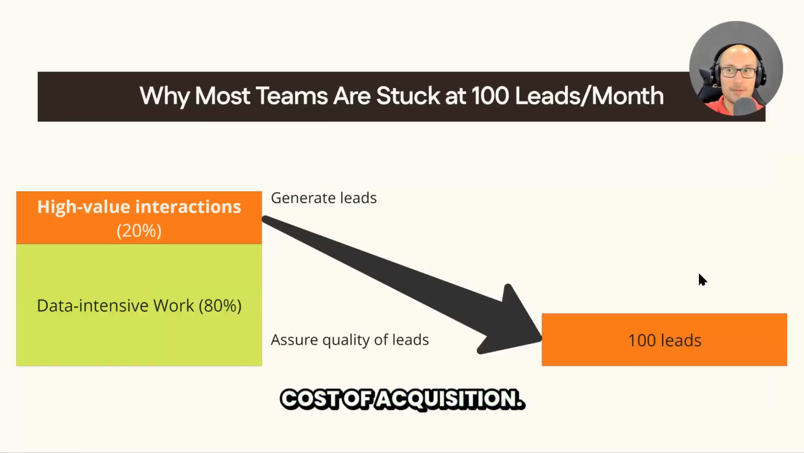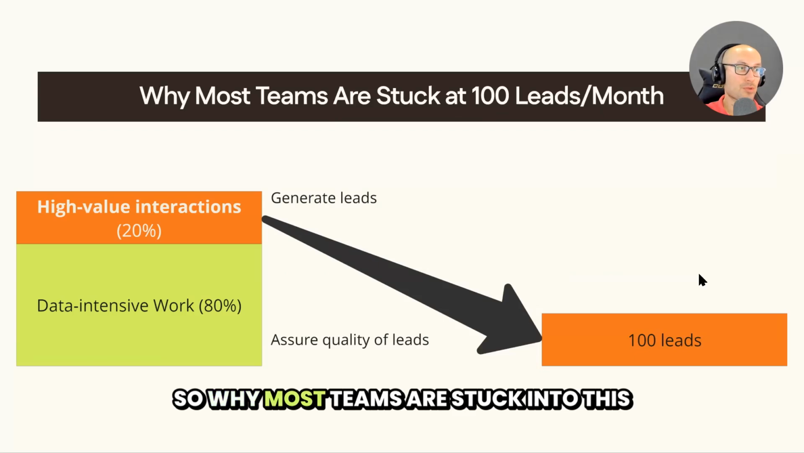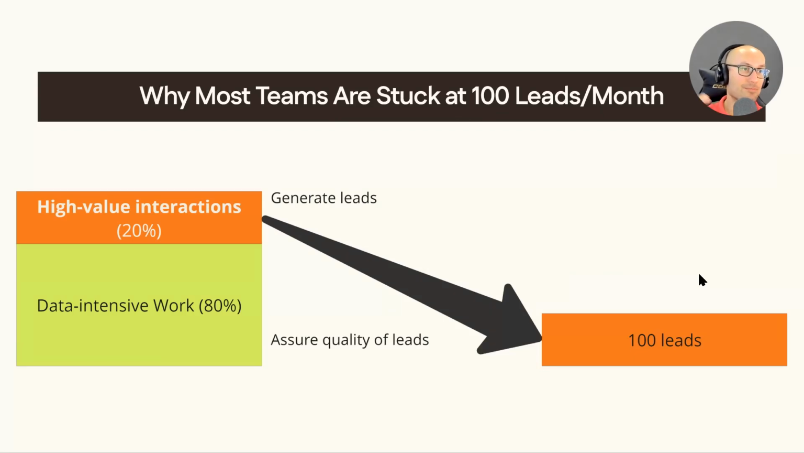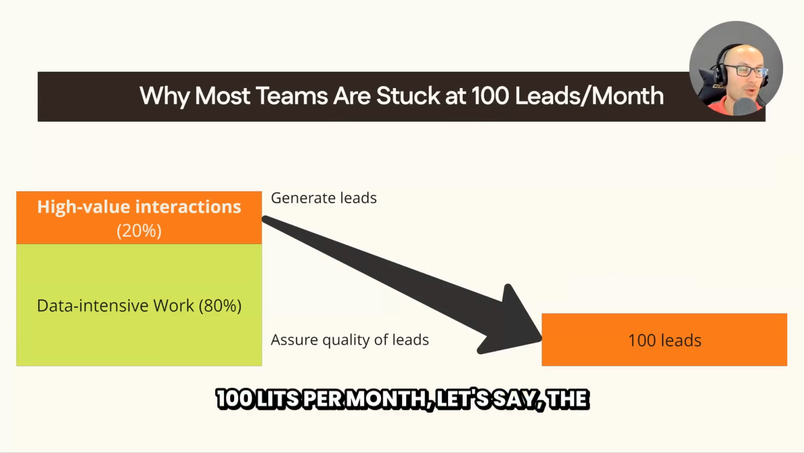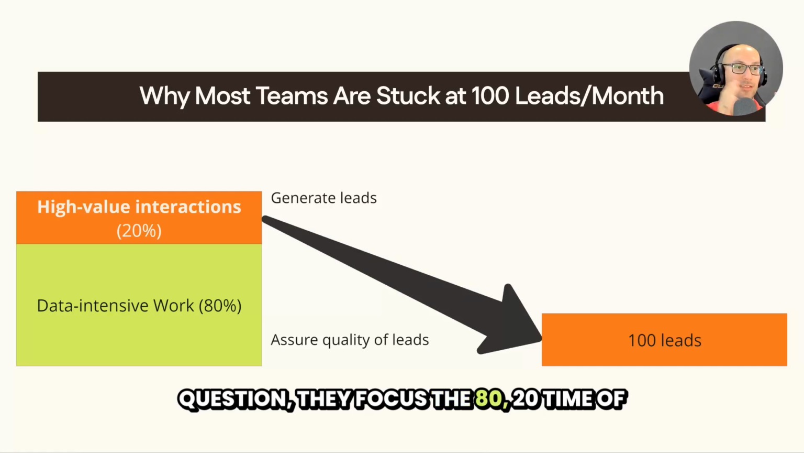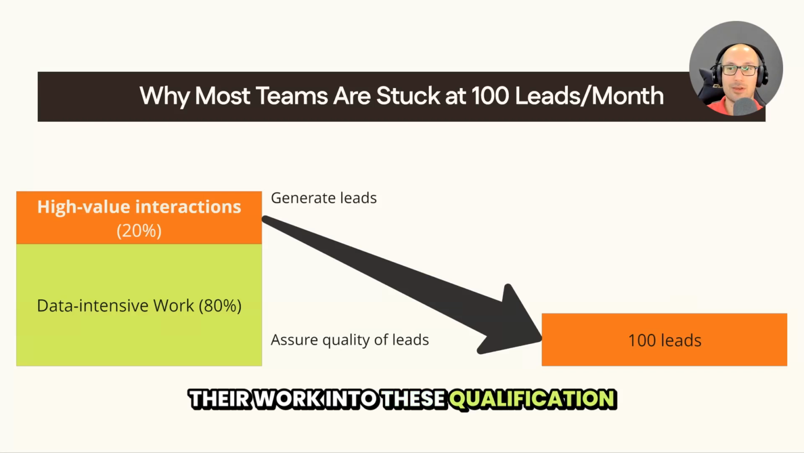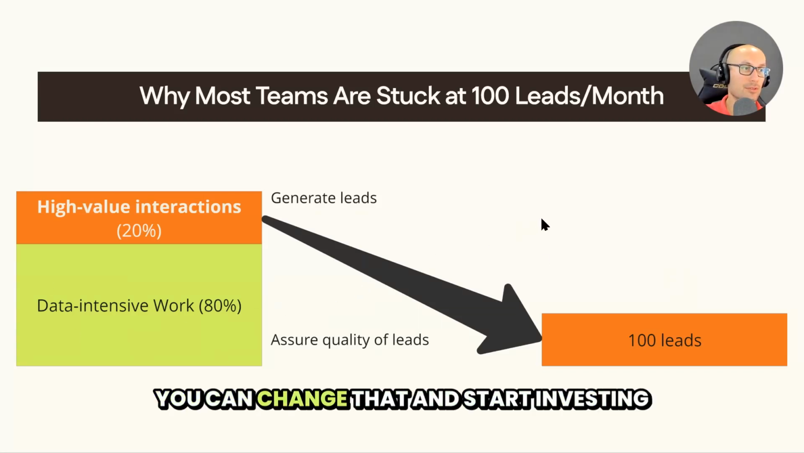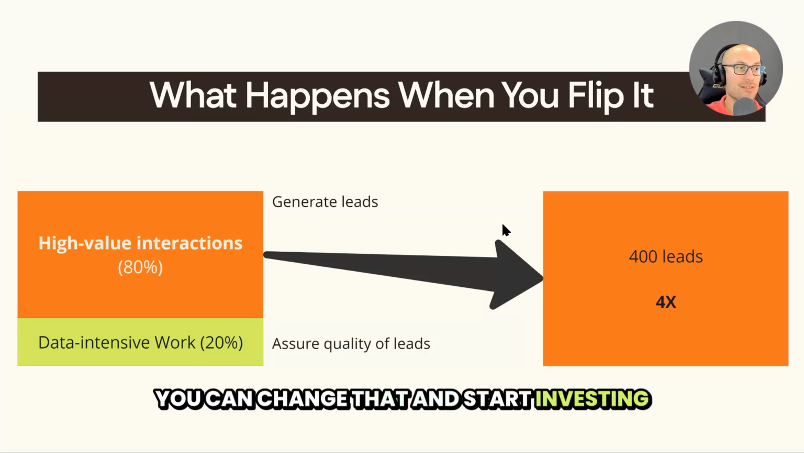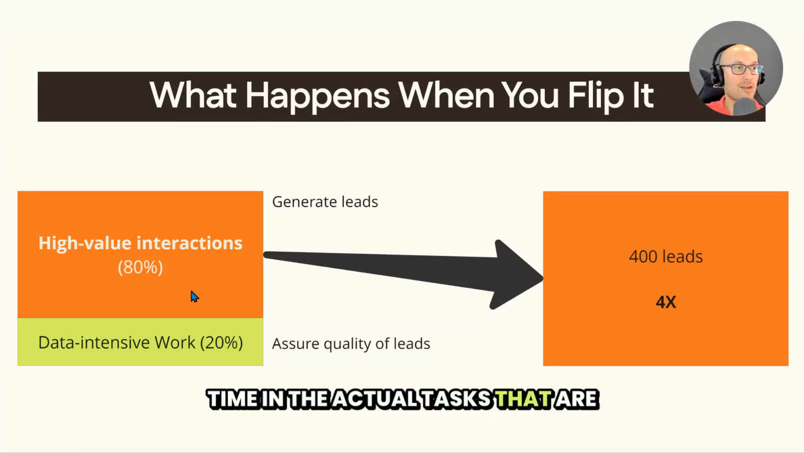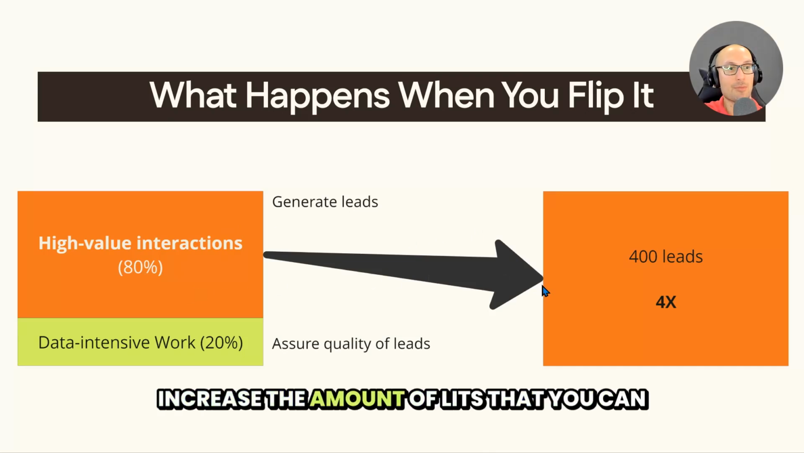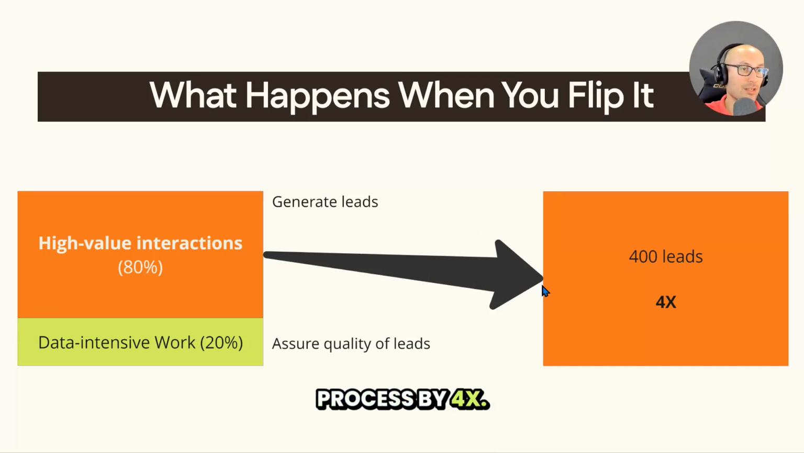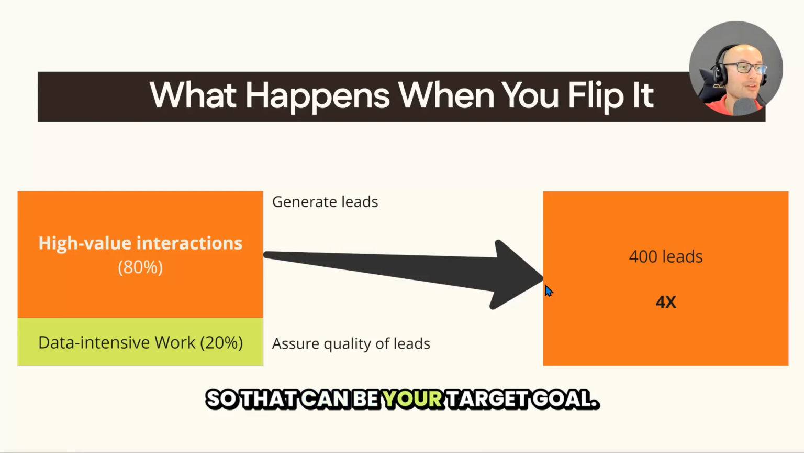So why are most teams stuck in this 100 leads per month equation? They focus 80-20 of their time on these qualification processes, this grunt work. You can change that and start investing time in the actual tasks that are generating value. If you flip that, you will be able to increase the amount of leads that you can process by 4x. So that can be your target goal.